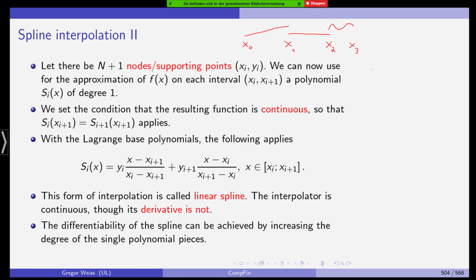As you can clearly see, this is not an interpolating function that is of any help to us. It is not continuous at the nodes. It is continuous and differentiable in between, but we need to make this function smoother at the nodes.